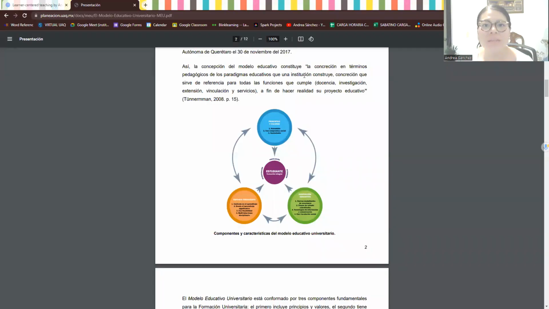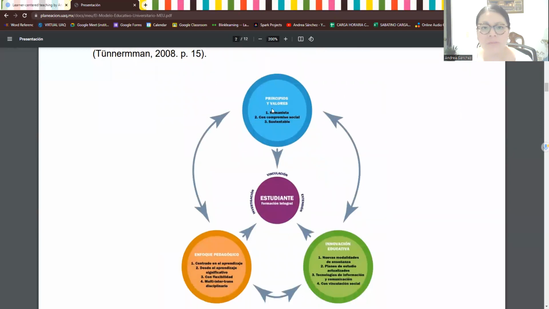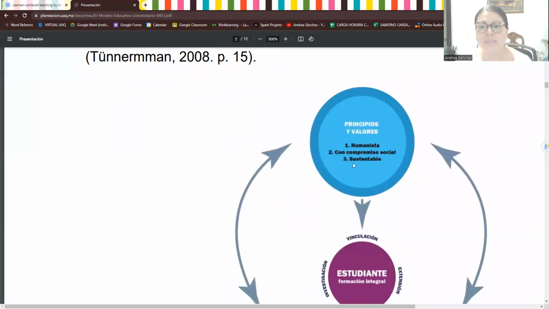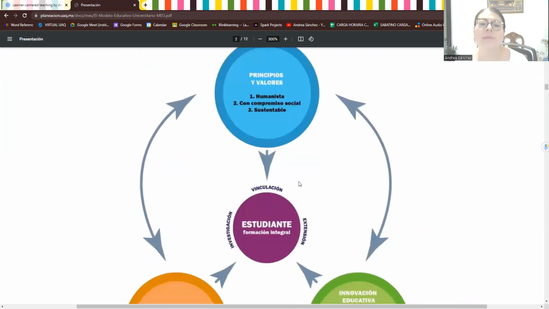Anyways, I was telling you, we have MEU, and if we get closer to this one, this is basically a summary of what it is about. MEU is divided into three main points, which is principios y valores. Dice que nosotros nos dirigimos con principios y valores humanistas, which is what I'm saying actually, the humanistic approach, remember? Con compromiso social y sustentable. Nuestros programas de estudio son humanistas, con compromiso social y sustentable.